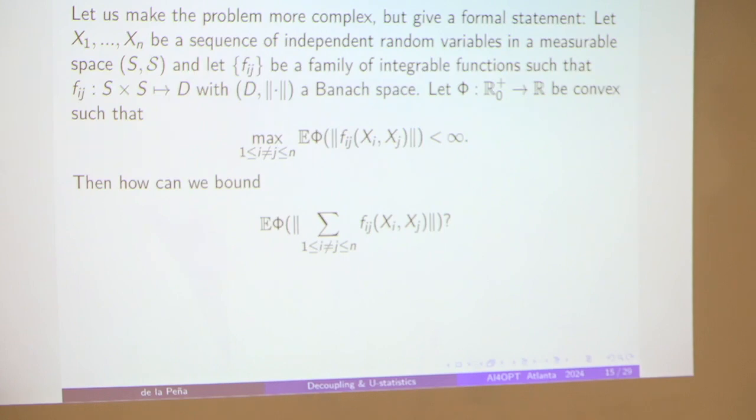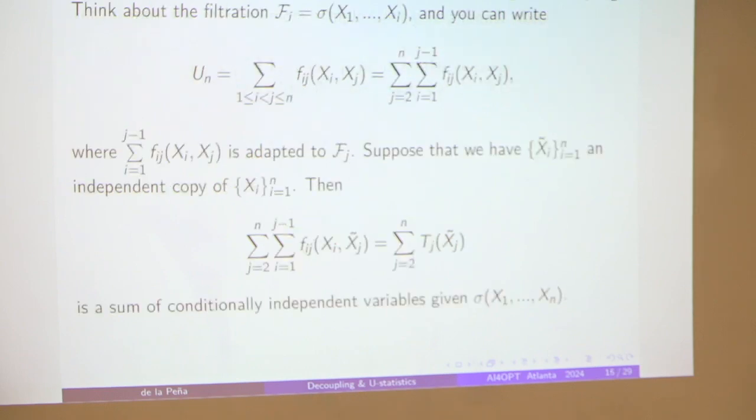Let's assume that the maximum over i different than j of the expected value of f_ij(xi, xj) is finite. We want to bound this. Actually, I'm going to bound this for i less than j. Okay?